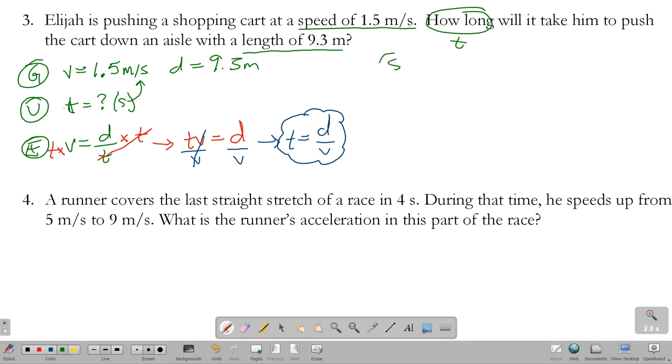Okay, so now we can substitute everything in. So time is equal to the distance, which is 9.3 meters, over the speed here, which is 1.5 meters per second. So plug that into your calculator and you are going to get a time of 6.2 seconds.